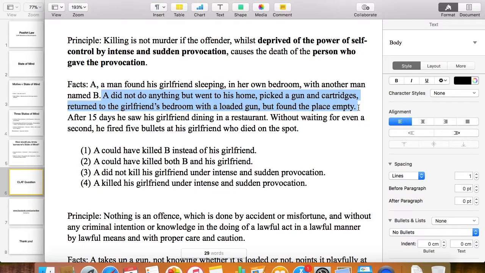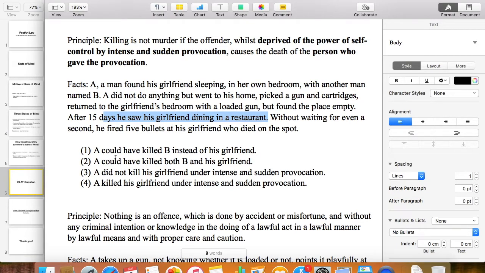And not only that, after he found it empty, 15 days later he saw his girlfriend dining in a restaurant and killed her. At that time, was there any provocation? No. Was it sudden? No. So you understand that this was not a case of grave and sudden provocation, because this man had the time to go back to his house, get guns, and even after finding the place empty, he had 15 days to cool down and think about it. And then after seeing his girlfriend again, without any provocation in the dining, it does not talk about her provoking him in any manner, he still goes ahead and kills her.